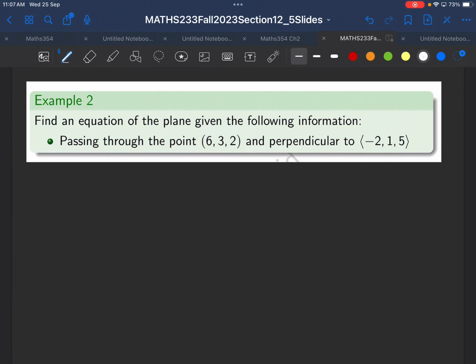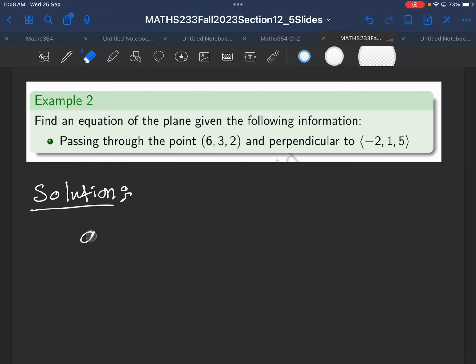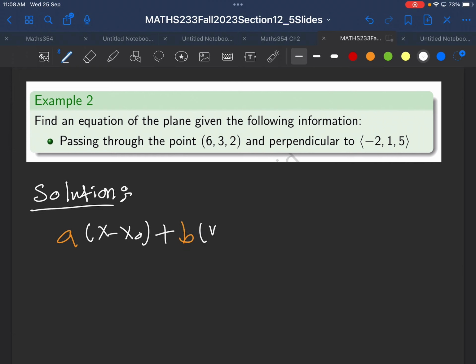So what we need to solve this question as a solution, we just need to write the equation of the plane. What's the equation for the plane? It's actually A multiplied by x minus x naught, plus B multiplied by y minus y naught, and then C multiplied by z minus z naught. We add them all, the answer should be 0.